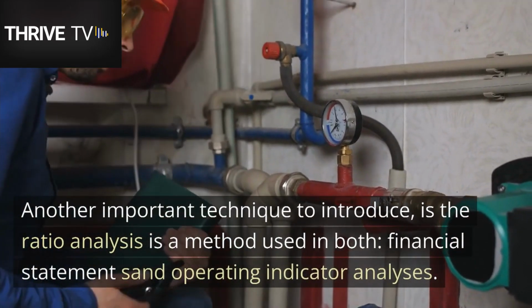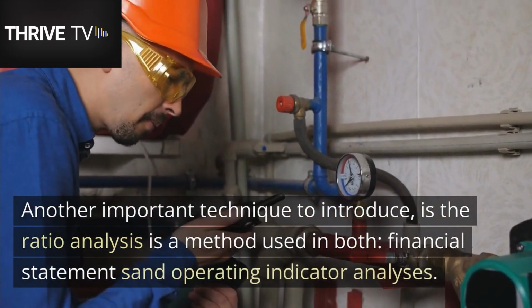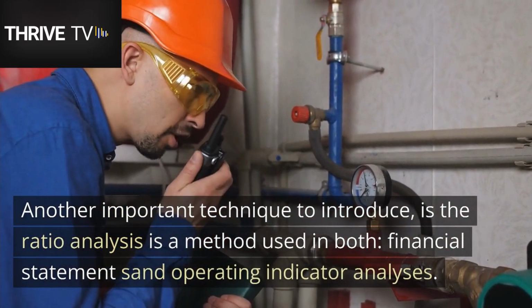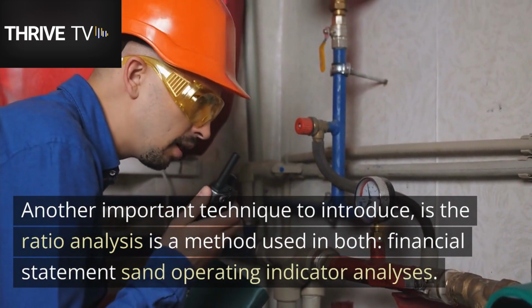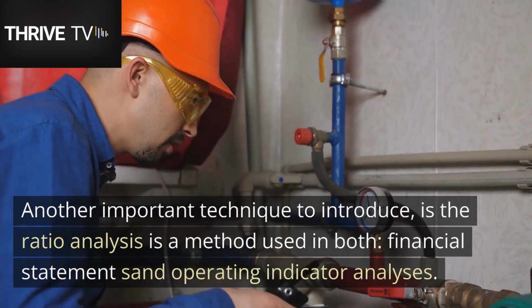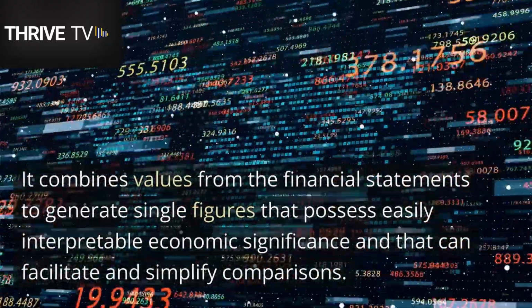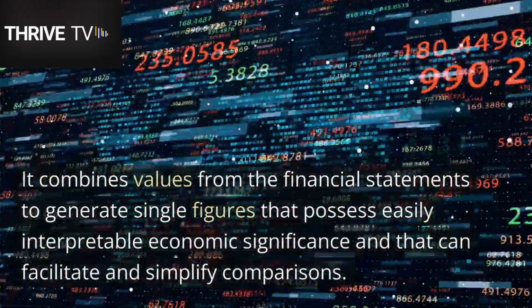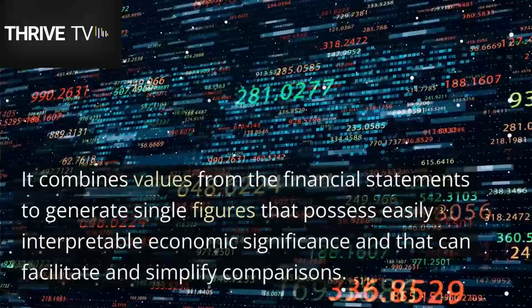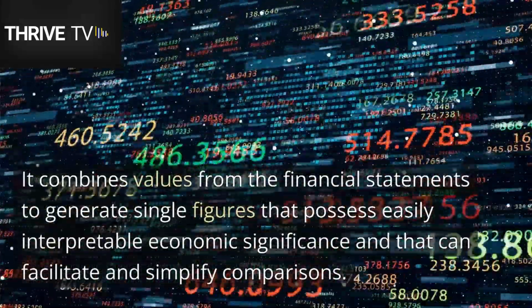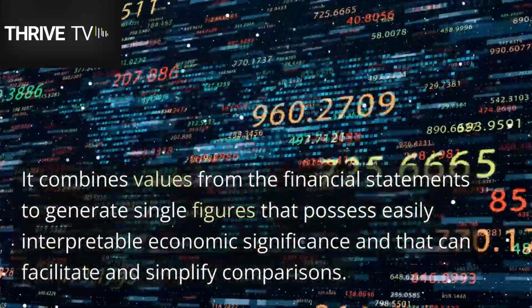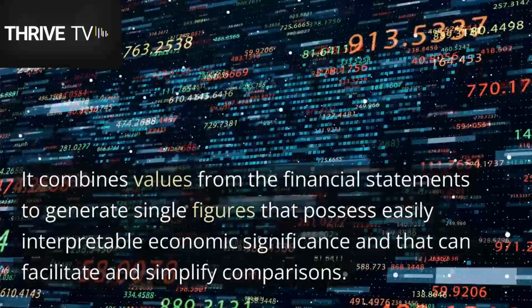Another important technique to introduce is the ratio analysis, which is a method used in both financial statement and operating indicator analysis. It actually combines values from the financial statements to generate single figures that possess easily interpretable economic significance and that can facilitate and simplify comparisons.